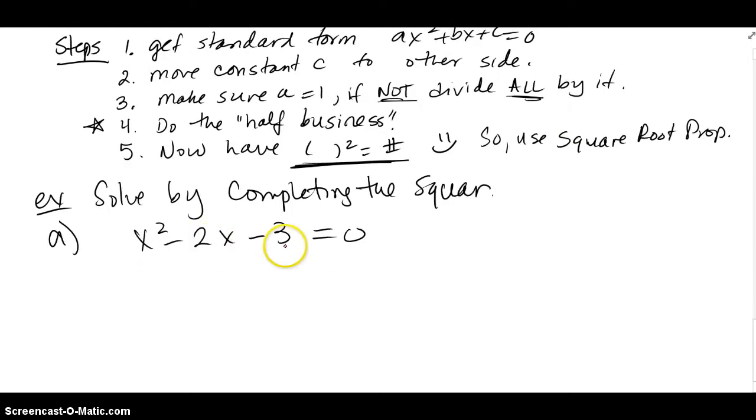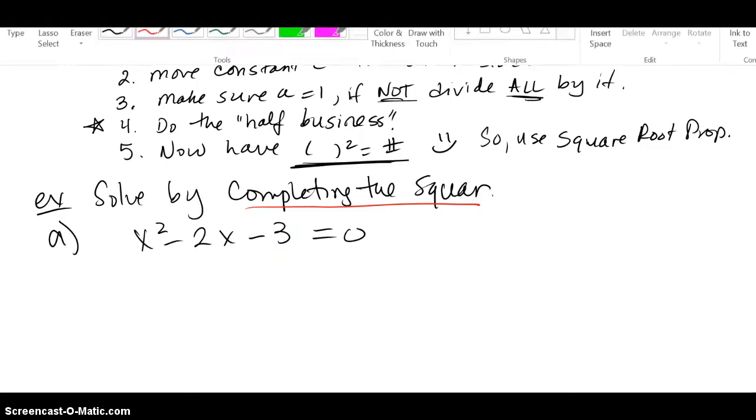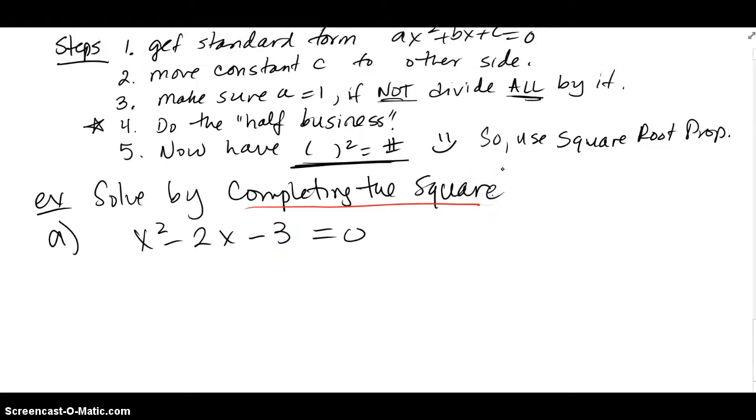So we're going to solve this by completing the square, though factoring it would be easier. Directions say by completing the square. So we're going to make sure it's in standard form. It is. We want to move the constant c to the other side. So I'm going to add 3 to both sides. And when I do that, I'm going to leave some empty space. Then make sure the leading coefficient is 1. A is 1, so I don't have to worry about that.